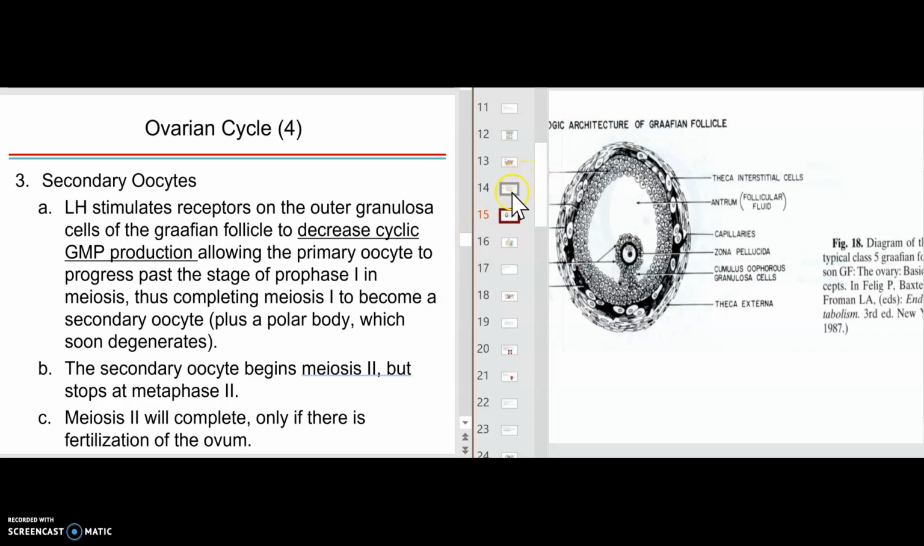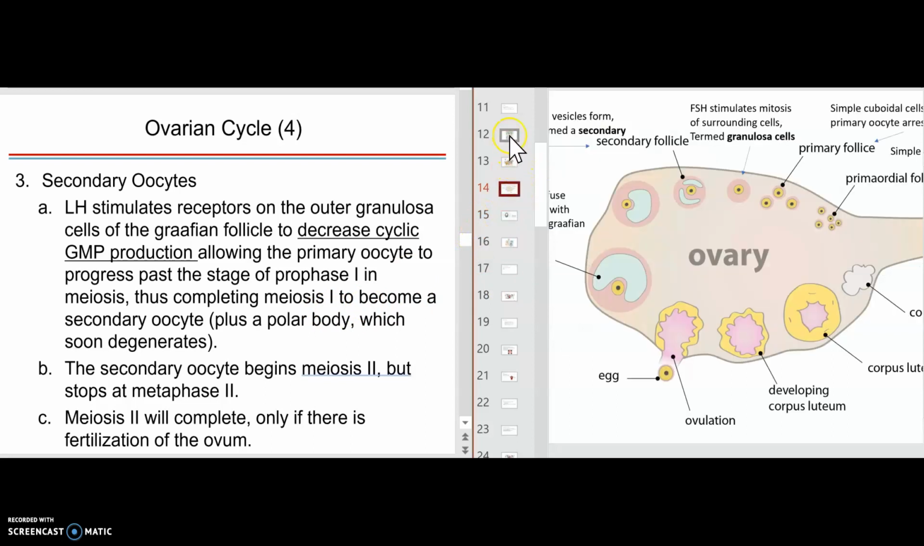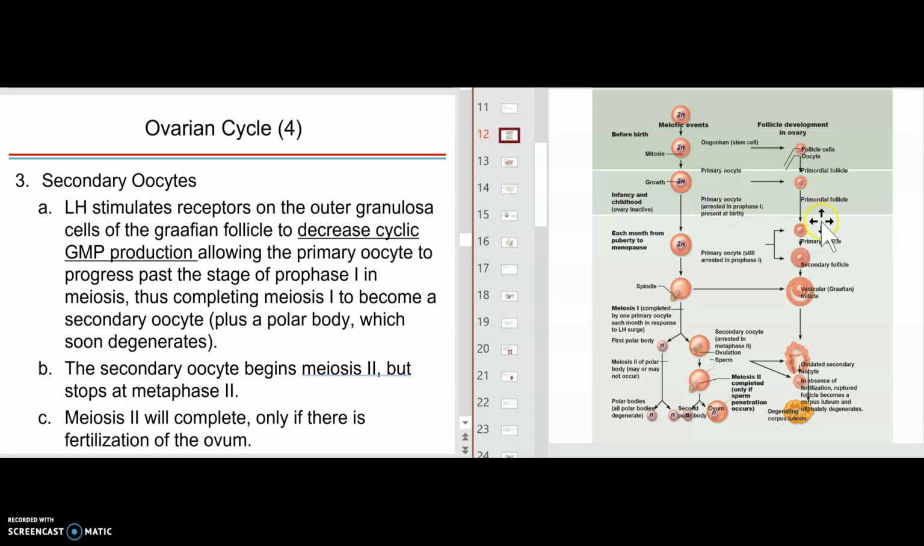And when it goes further into meiosis, it's going to go into meiosis 2. It's going to go all the way to meiosis 2, and it will stop at metaphase 2, once LH stopped the cyclic GMP from being produced. It will stay in meiosis 2, metaphase 2, and the only way it's going to go all the way to the finality is after ovulation and fertilization occurs.